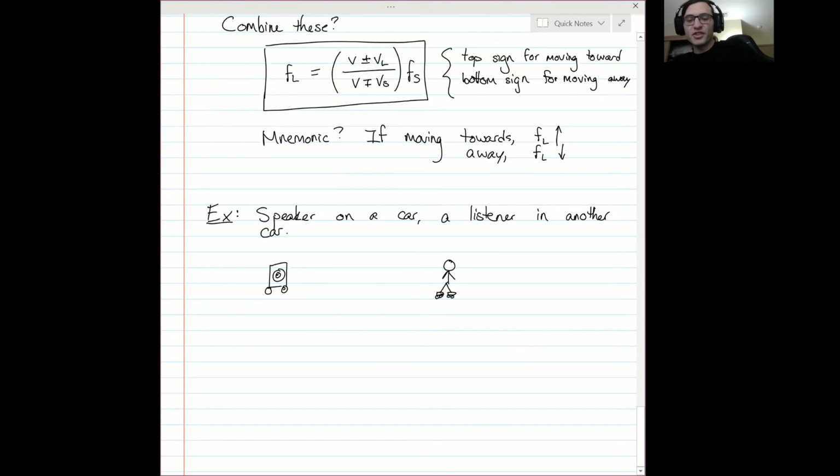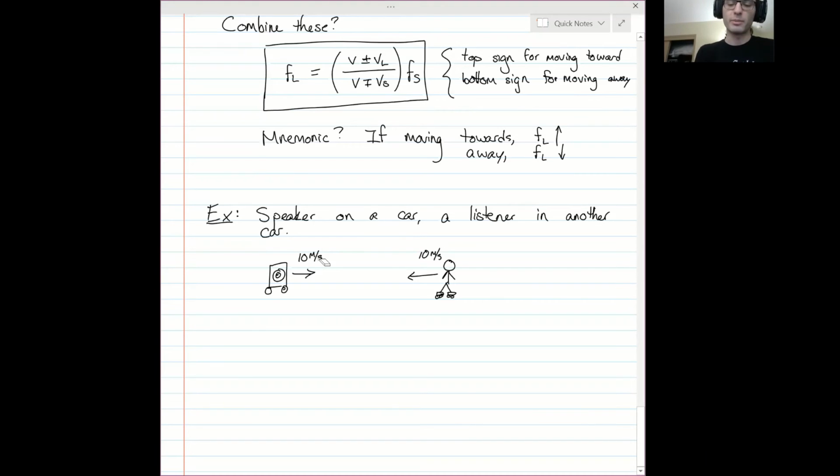So let's first analyze the most straightforward case. And by the way, keep in mind all of these speeds that we're talking about are relative to the stationary air. So let's say the speaker is rolling towards the listener, and the listener is rolling towards the speaker. Maybe the speaker is rolling towards it at 10 meters per second, and the listener is rolling towards the speaker at 10 meters per second. Just make the numbers easy.